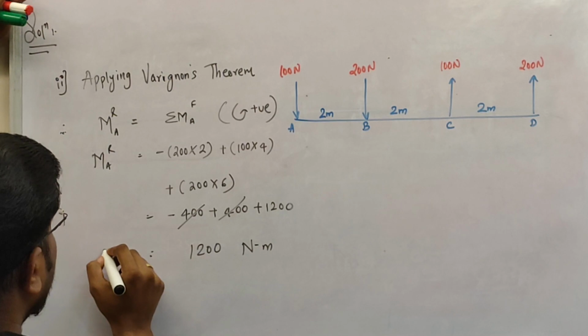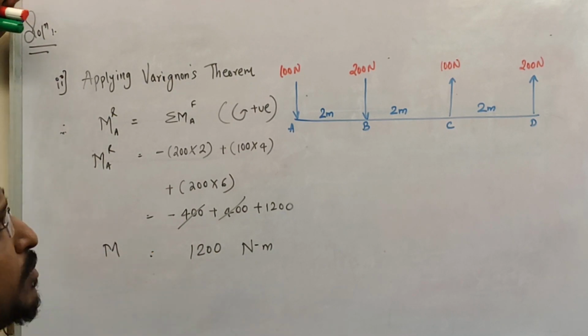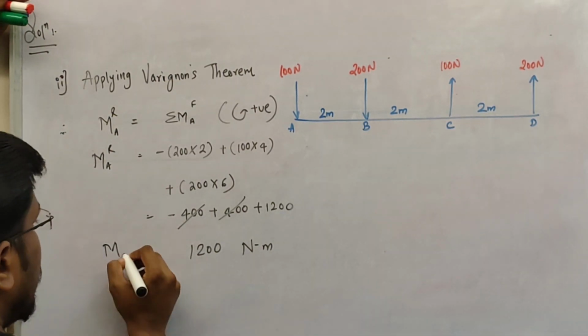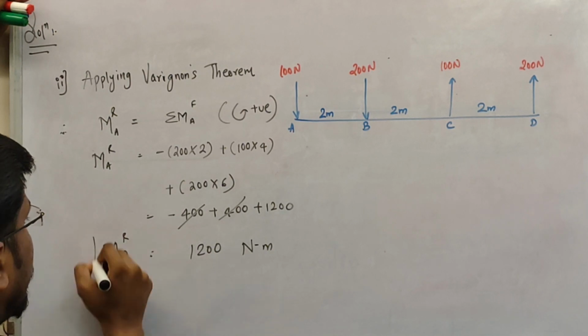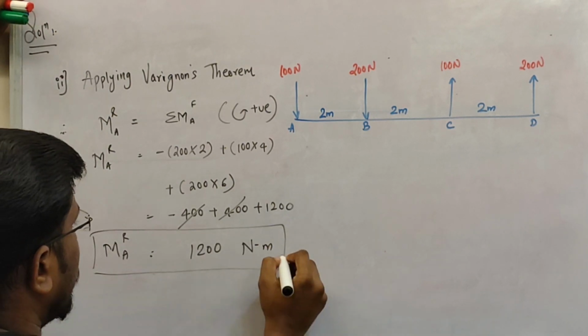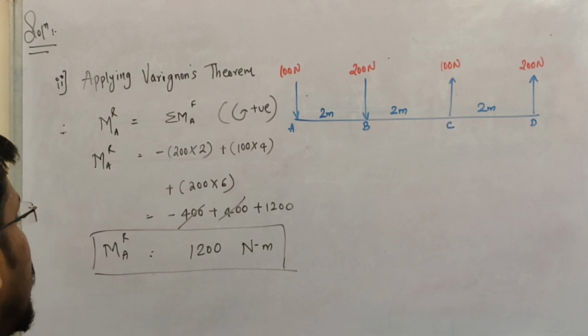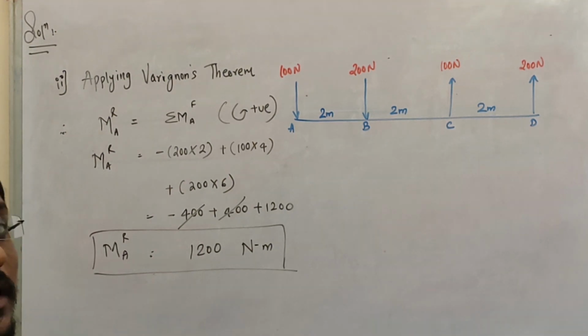meter. Why Newton meter? Because moment is the product of force into distance. So your resultant couple has a value of 1200 Newton meter. That's the solution for this sum.